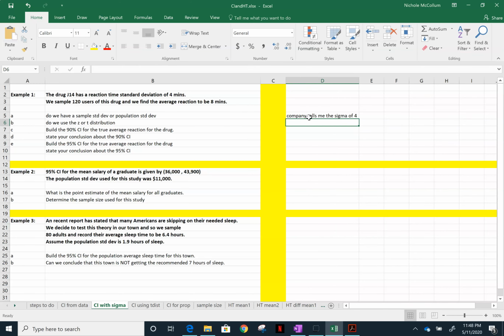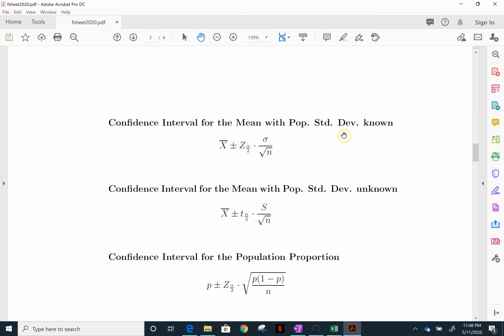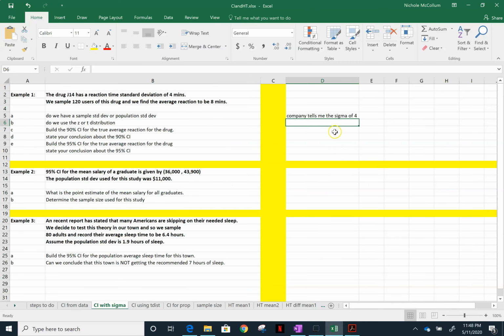And once I know it's a population standard deviation, that really narrows down. Once I know it's a population standard deviation, I know I use the Z distribution. If I did not know the population standard deviation, I would use the T distribution. That's how they're paired. If I know sigma, I use Z. If I don't know sigma, but I know S, I use T. And so we go back here, I'm going to use the Z since I have sigma.